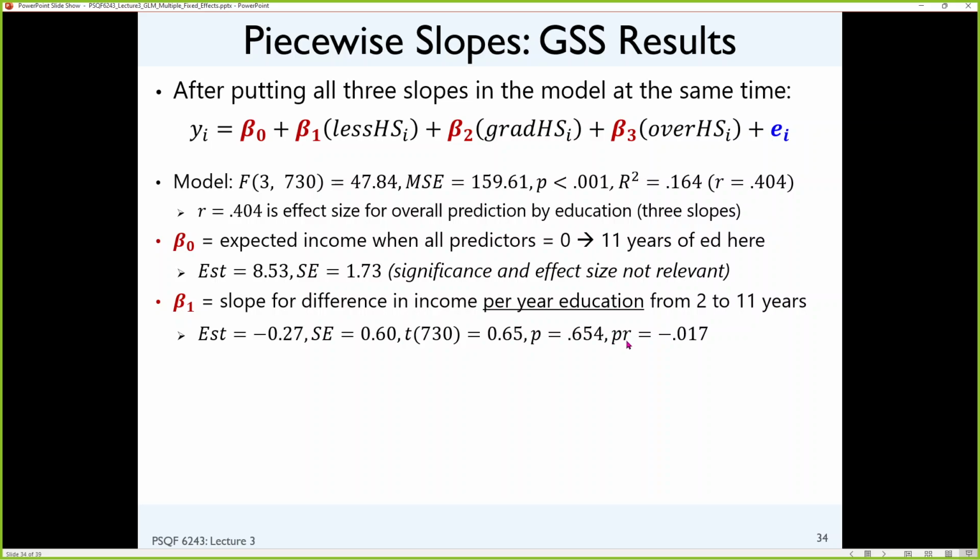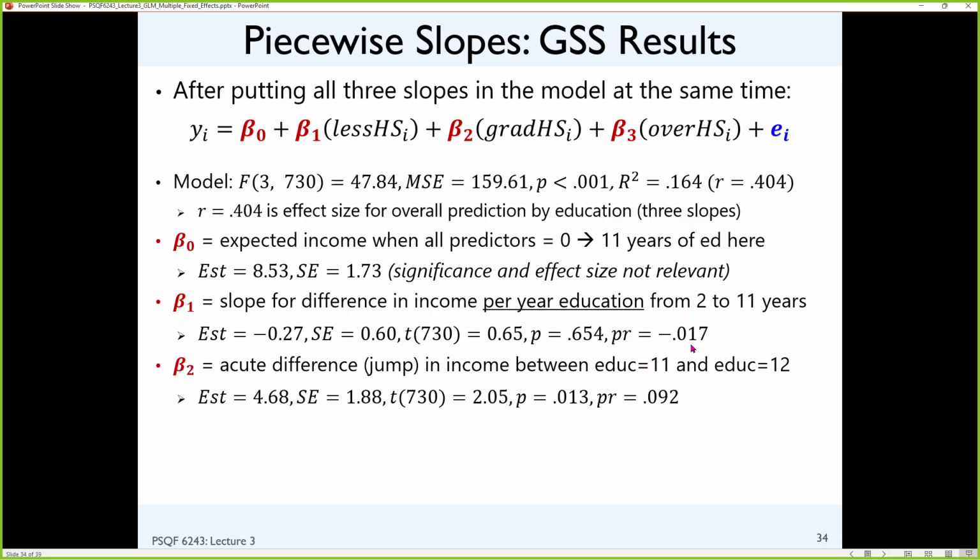And this, by the way, is a partial R. This is an effect size for this slope specifically. And it is very tiny, as you might imagine. Beta 2, I'm calling this an acute difference or a jump because it's just from 11 to 12. So it's still a slope in that it is a rate of change, but because there's only one possible change, it's just the difference. So if you graduate high school, relative to getting to 11th grade, you make $4,680 more.